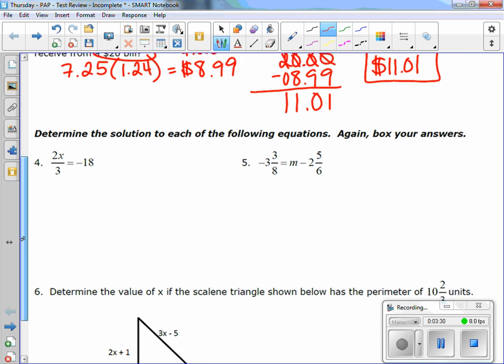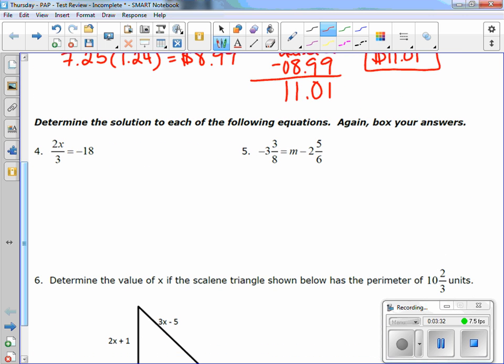On the next one, remember that you can also check these in your calculator using that solve bar, but we should also know how to do them by hand. So this is 2x divided by 3. My first step is going to be to multiply by 3. That gives me that 2x is negative 54, I believe. Yes. And then I need to divide by 2 to get rid of that multiplication, which gives me x. Now a negative divided by a positive is a negative, and 54 divided by 2 is 27.